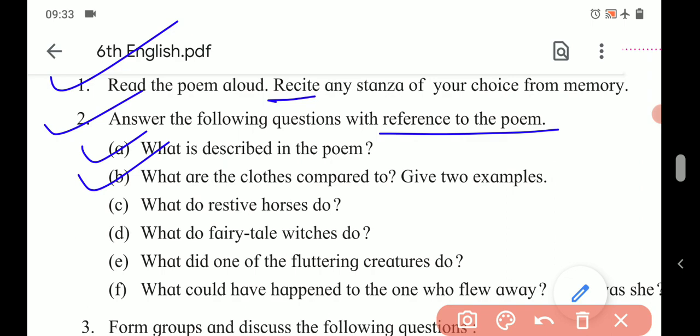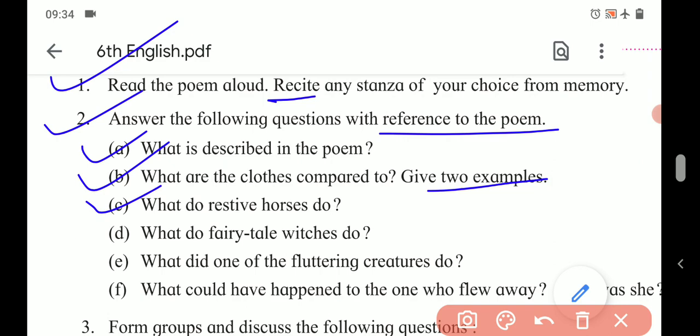Second, what are the clothes compared to? Give two examples. The poetess compares the clothes on the clothesline with many things. So we have to tell two examples of them. I am going to tell you more than two: fluttering creatures, rescue horses, fairy tale witches, bird, right? You can write any two.